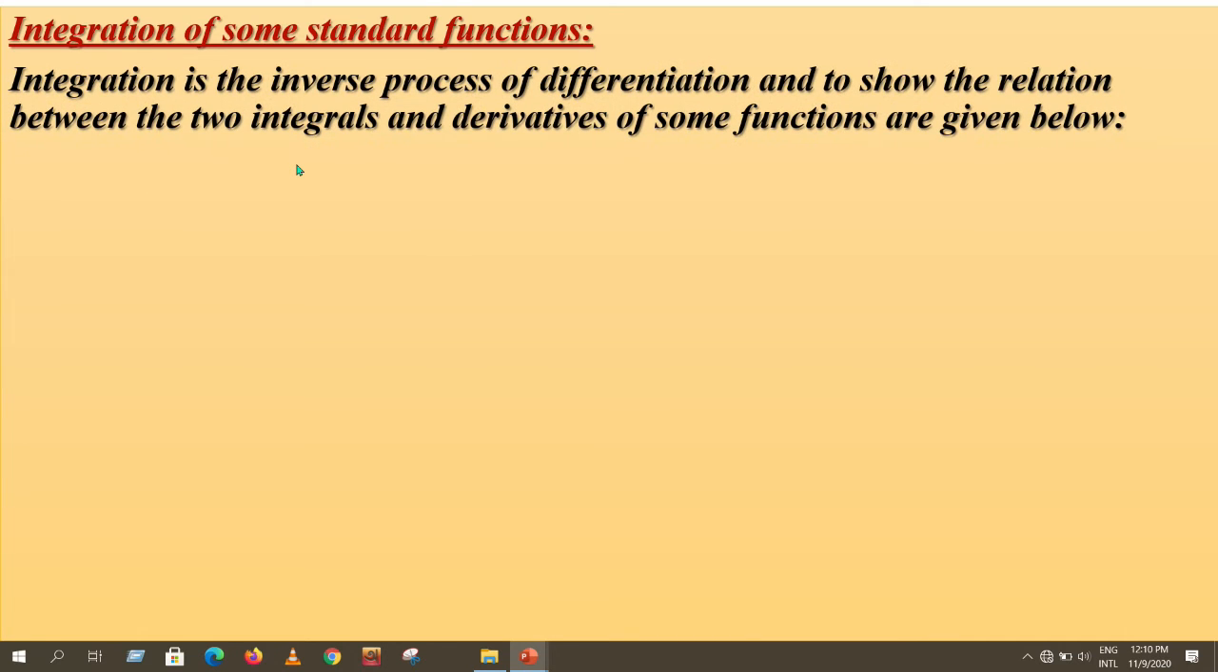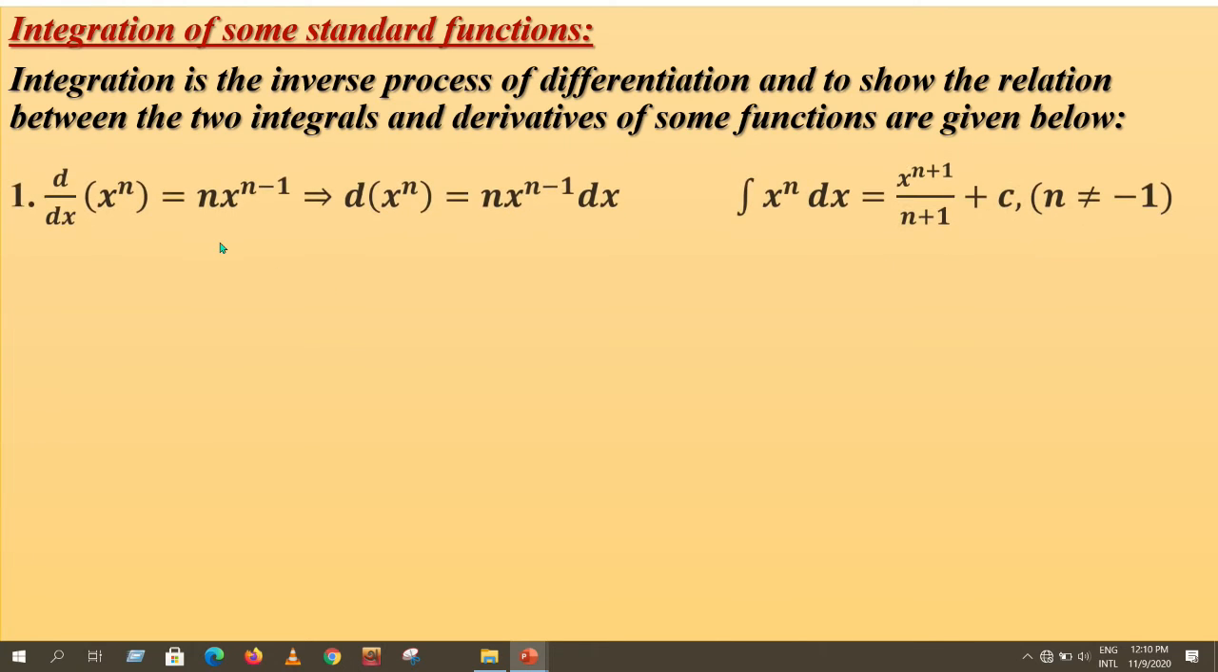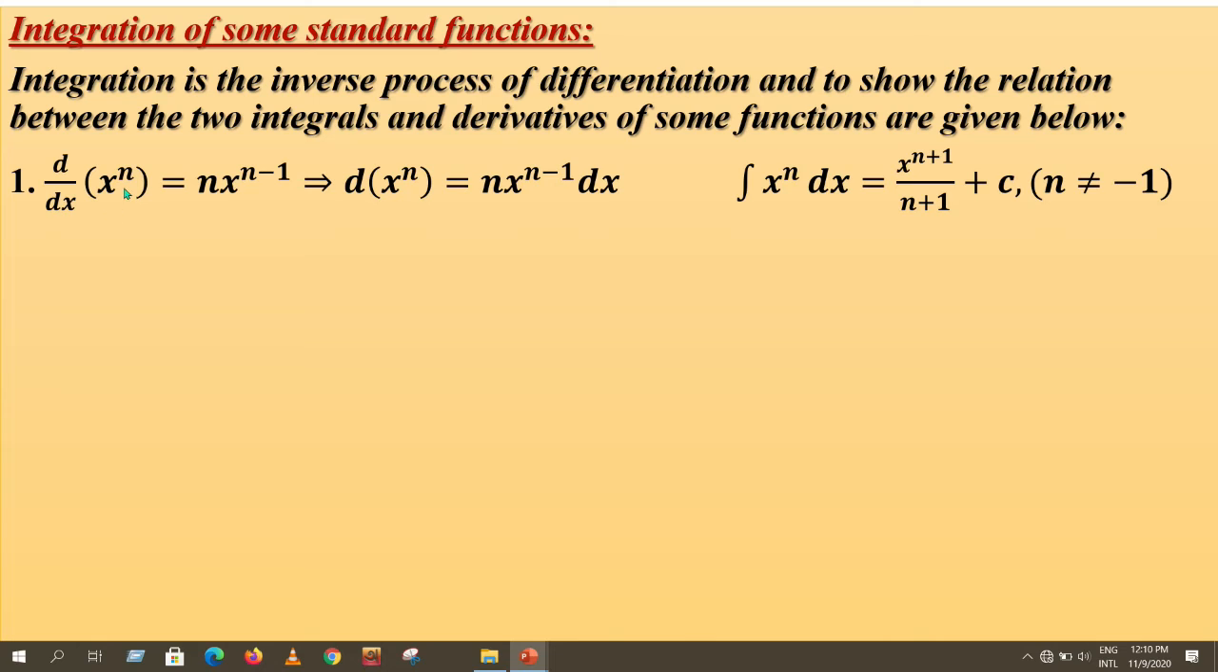Integration of some standard functions. Integration is the inverse process of differentiation, and to show the relation between integrals and derivatives, some functions are given below. Number 1: we know the derivative of x to the power n equals n x to the power n minus 1. Now multiplying on both sides by dx, we get d of x to the power n equals n x to the power n minus 1 dx.